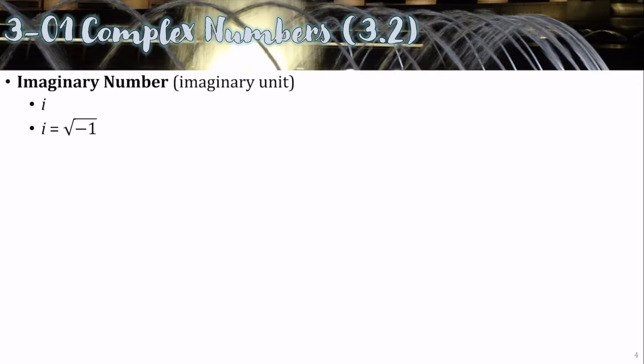Now, it's a terrible name. It's not imaginary. It follows all the rules of math. It's just the square root of -1. And i squared is -1. These are the two things you really have to remember.